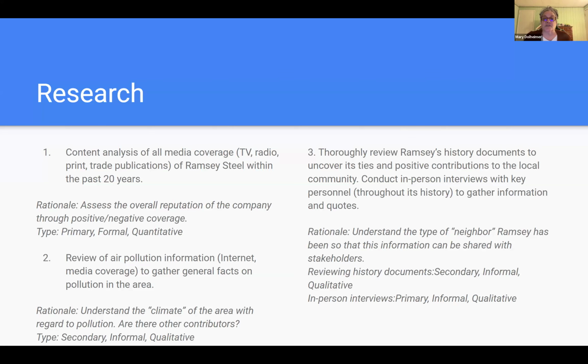The third was thoroughly review Ramsey's history documents to uncover its ties and positive contributions to the local community, conduct in-person interviews with key personnel, past and present leadership to gather information and quotes. And I was trying with this to understand the type of neighbor Ramsey has been so that this information can be shared with stakeholders.